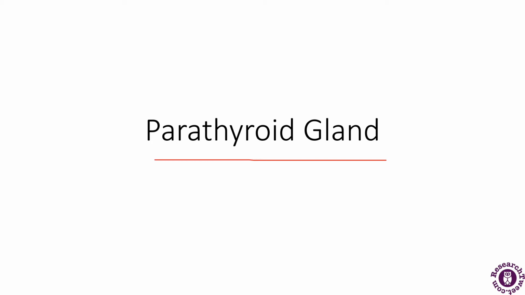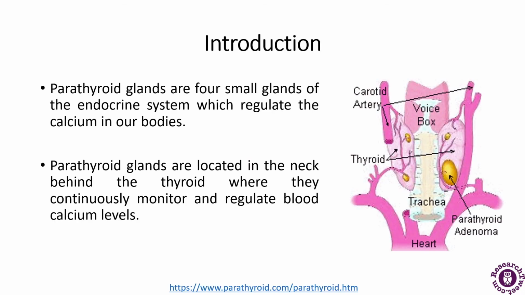So let's start with the introduction first. This is a diagrammatic representation of the parathyroid gland, showing how this gland looks. There are four small glands of the endocrine system which regulate the calcium in our body. These are located in the neck region, behind the thyroid, where they continuously monitor and regulate the blood calcium level. As you can see, these are the thyroid glands which are being depicted here, and just behind that there is a parathyroid adenoma.